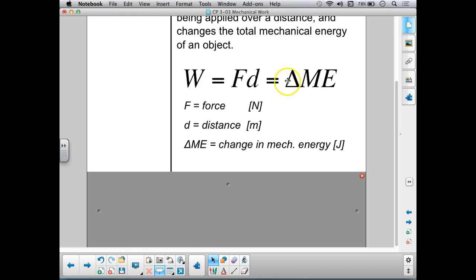And this symbol right here, this triangle, is the Greek letter delta, and it stands for change. So we've already seen ME to stand for mechanical energy. When I put a delta in front of it, delta ME means change in mechanical energy. So we can see that the units of work are also joules, because work is just mechanical energy moving from one object to another. How much energy are we moving? We can move 100 joules, 200 joules, any number of joules. So the unit of work is the same as the unit of energy, and that is joules.